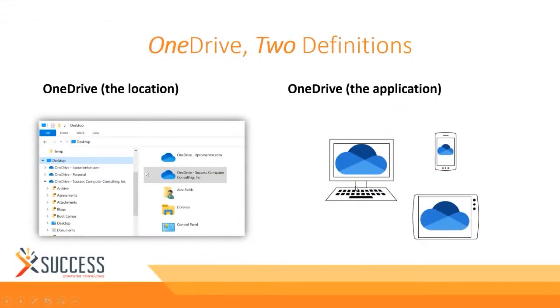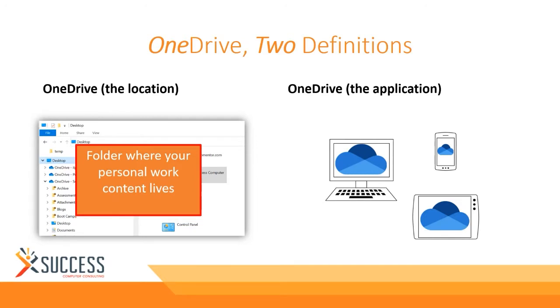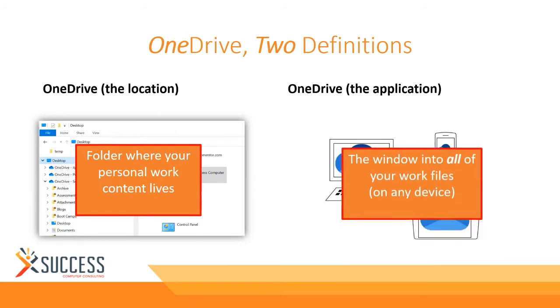So when we talk about OneDrive, it actually has two definitions. The first being the File Explorer location. This is the folder where your personal work content lives. The second definition is the application. This is the window into all of your work content, accessible from any device, anywhere.